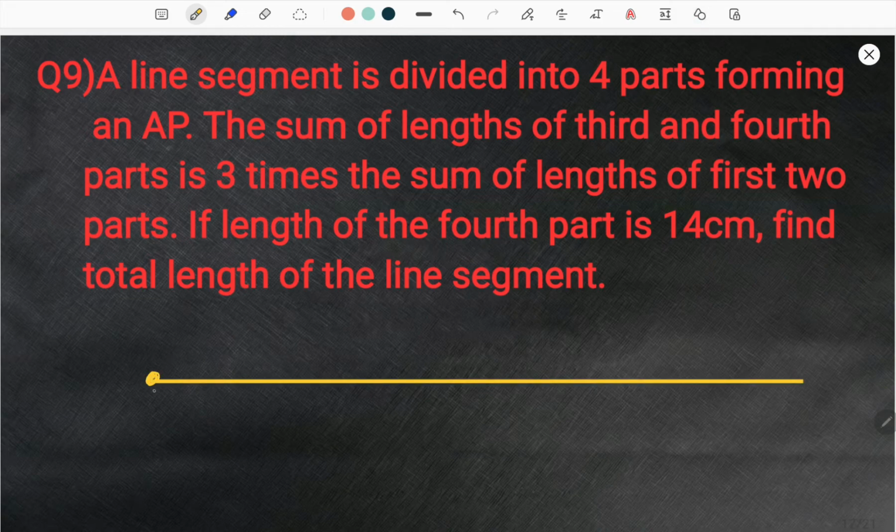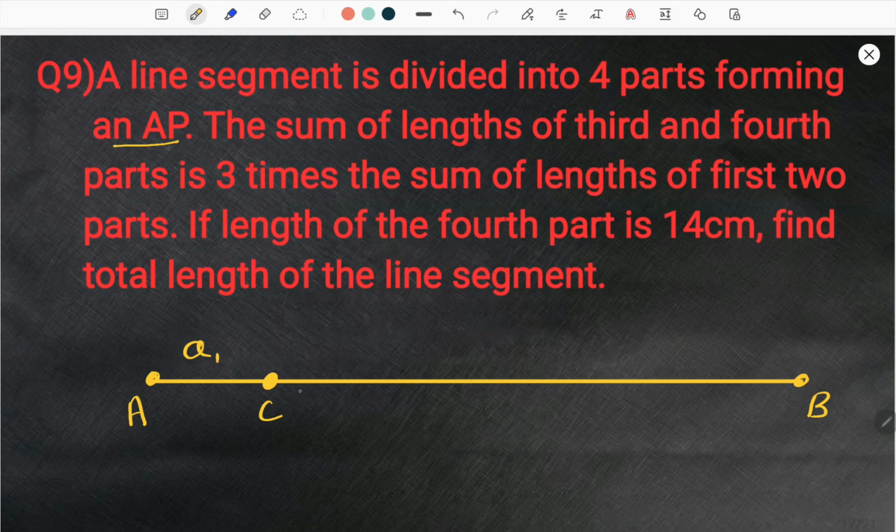Okay, here is, for example, let me call it AB. This is the AB. It has been divided into 4 parts forming an AP. Forming an AP means, you understand, no? For example, up to this point you have taken one part. Let me call it A1 or A. A1 or A, both are the same, no?